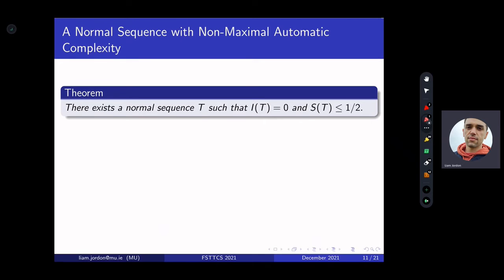Using this technique, we were able to build a normal sequence T such that if you look at the automatic complexity ratio of infinitely many of its prefixes, the ratio gets arbitrarily close to 0. What we were also able to show was that the ratio was also bounded above by a half.